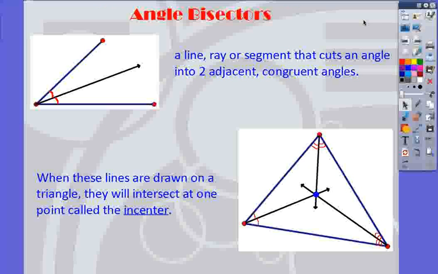Next, we have the angle bisectors. An angle bisector is a line, ray, or segment that cuts an angle into two adjacent, congruent angles. So here we've got an angle which is drawn in blue, and then we've taken a ray drawn in black, and that is our angle bisector. It is then creating two congruent angles that are adjacent. And remember, adjacent just means that the angles are next to each other and sharing a side, and congruent means they have the same measure. When these lines are drawn on a triangle, they will intersect at one point. This is the point of concurrency, and for the angle bisectors, we call this the incenter.